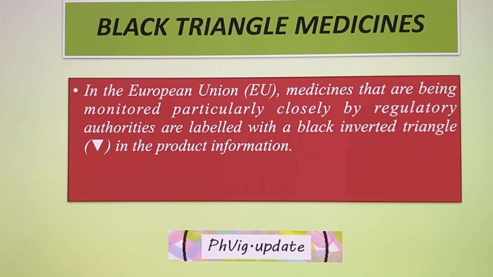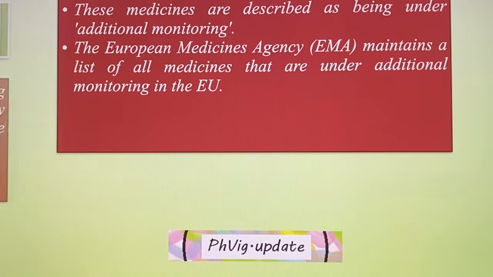Black triangle medicines. In the European Union, certain medicines are marked with a black inverted triangle symbol indicating that they are under additional monitoring by regulatory authorities. The European Medicines Agency maintains and updates a list of medicines that are under additional monitoring.